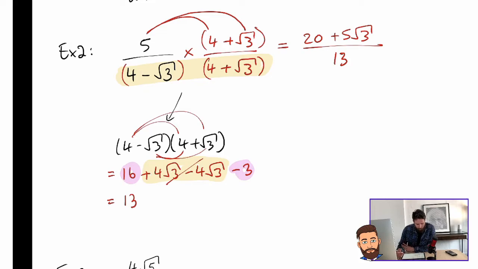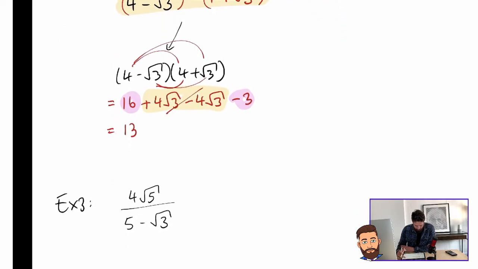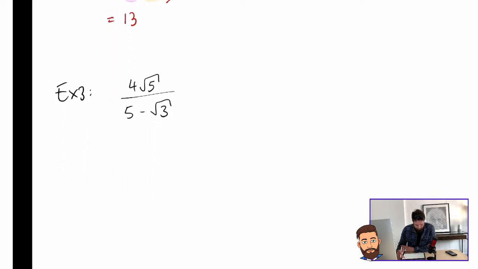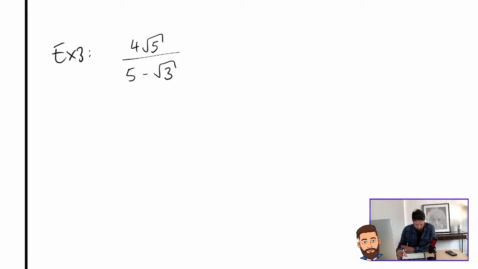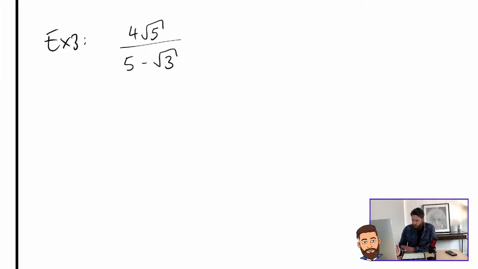Now, how have we done what we needed to do? Yes, we have eliminated the surd that was on the bottom. We now have a whole integer on the bottom, a whole number. So all good. And moving on to the last example. We can see a very, very similar question.